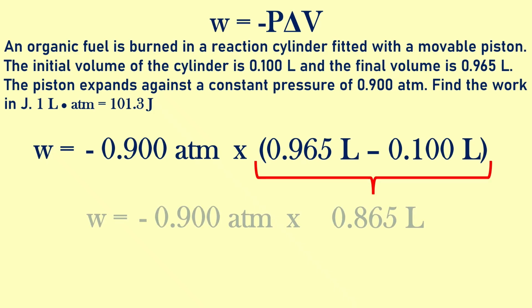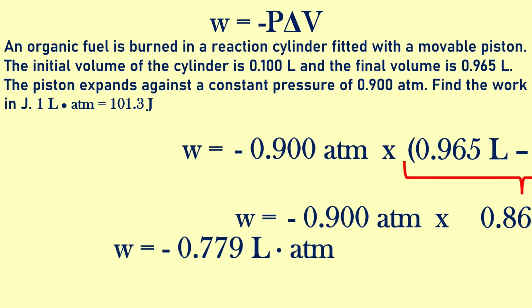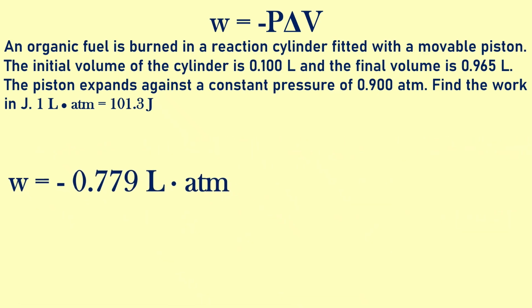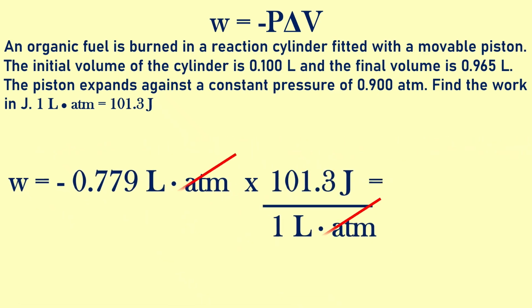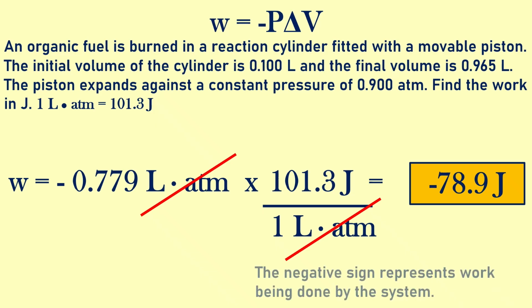This equals 0.865 liters. Following significant figures rules, work is equal to negative 0.779 liters times atmospheres. We can finally convert to joules using the conversion factor. The work done by the system is 78.9 joules. We can also say that work equals negative 78.9 joules. The negative sign represents work being done by the system.